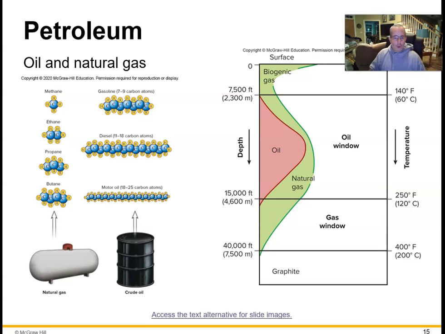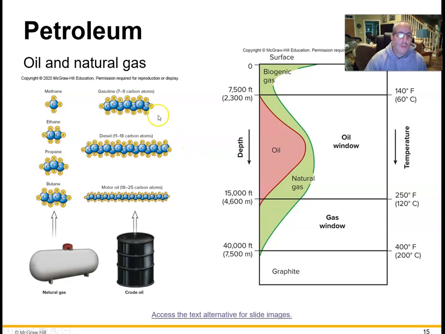Okay, now we're going to transition to petroleum, oil, and natural gas. So typically when we say petroleum, most of us think of oil. That includes natural gas as well, although we usually separate the two the way we talk about them. So oil is typically a liquid, and natural gas, of course, is gas. It's gaseous, it's not a liquid at all.